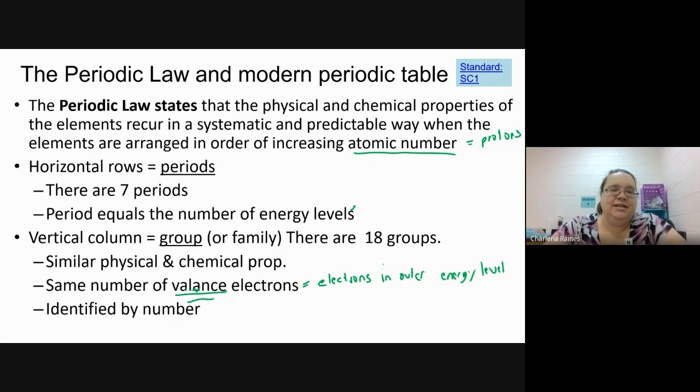Our valence electrons are the electrons that are in the outer energy level. They happen to be the electrons that do all the reacting. That's kind of why we focus on them a lot when we get to bonding. Our groups or our families all have their own individual name. We can identify them by either their name or their number. So I could say group 2, or I could say alkaline earth metals. Either way, you would need to know to look at the second column on the periodic table, which begins with Be, beryllium.